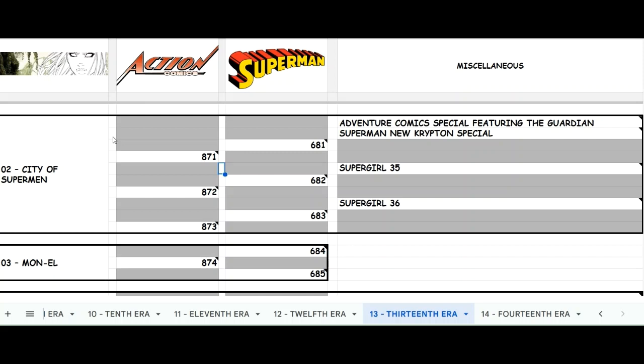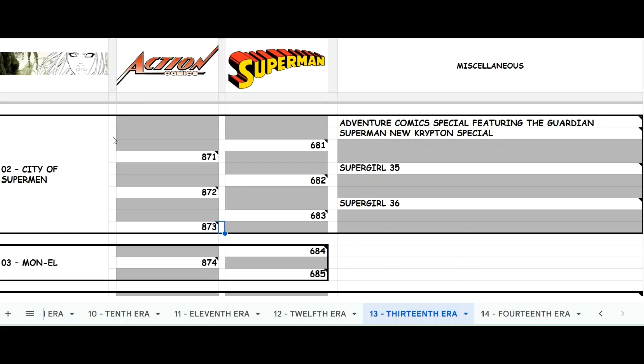After issue 871, I'd recommend reading Supergirl number 35. This is triangle number 5 on the cover with New Krypton branding. That's followed by Superman 682, triangle 6 with New Krypton branding. We then have Action Comics 872, triangle 7 with New Krypton branding. We then have Supergirl 36, triangle 8 with New Krypton branding. We then have Superman 683, triangle 9 with New Krypton branding. And we then have Action Comics 873, triangle 10.